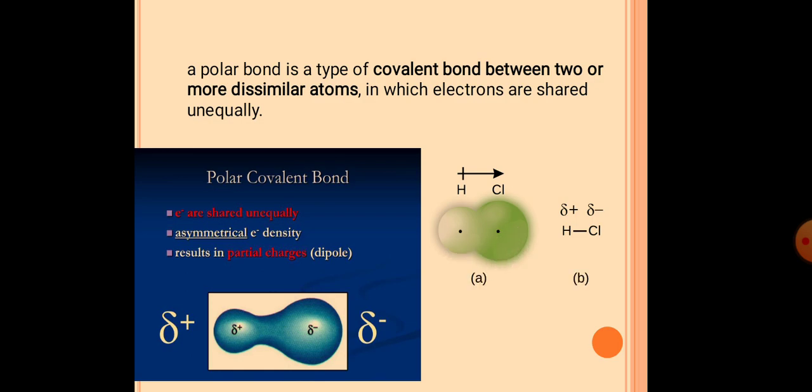To make it more clear, let us see one more example. Here we have taken the example of hydrogen and chlorine, that is hydrogen chloride, where hydrogen and chlorine share 1 pair of electrons. The sharing of electrons is not equal between hydrogen and chlorine. Because of this, the shared pair of electrons is more towards the chlorine. So the chlorine gets a delta negative charge and hydrogen gets a delta positive charge. This results in partial charges. Such compounds we call polar covalent compounds.